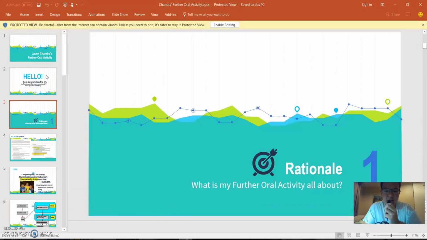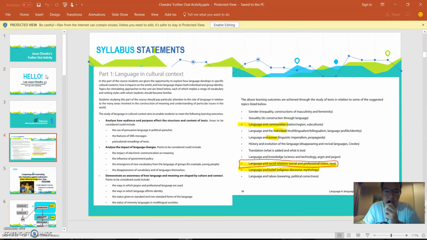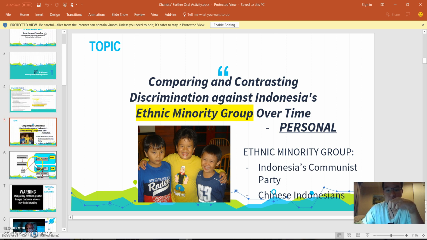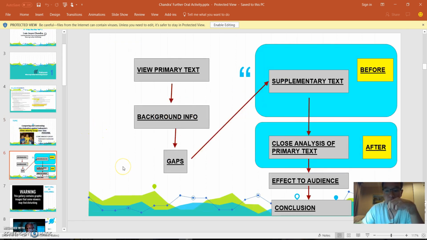So something humorous, love to give FOA, give a rationale of what it is about, and always, this is my style, copy the syllabus statement to make it clear that you are talking about one of the things. Like, your main thing is to get a really good primary text so you can analyze it thoroughly. So like, mine is about language and social relation, and specifically my question is about comparing and contrasting discrimination against Indonesia's ethnic minority group over time. And I stated my personal significance and how it is significant to me. And I gave a basic overview of my primary text and what it is about.